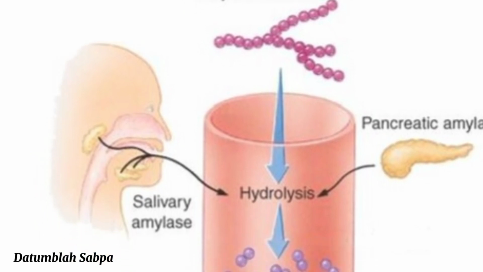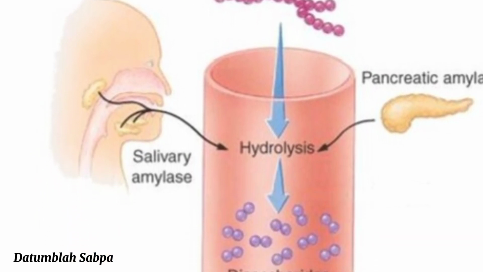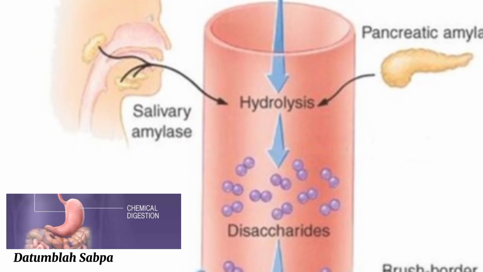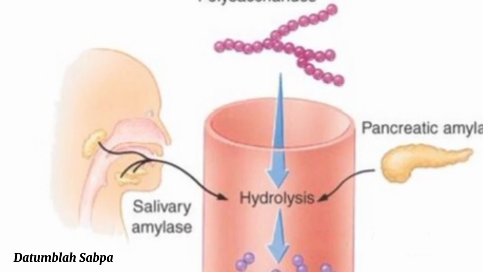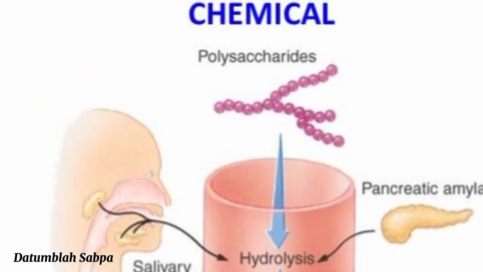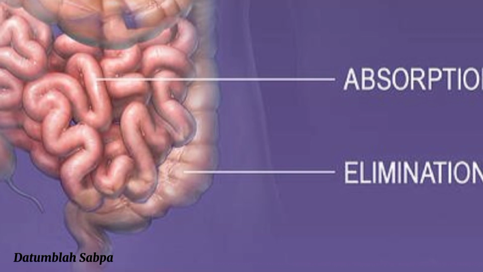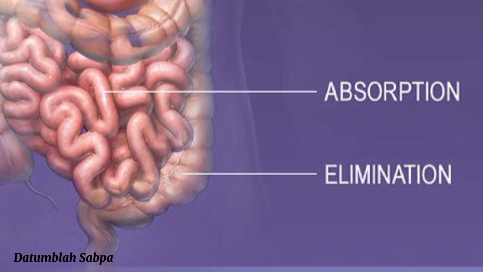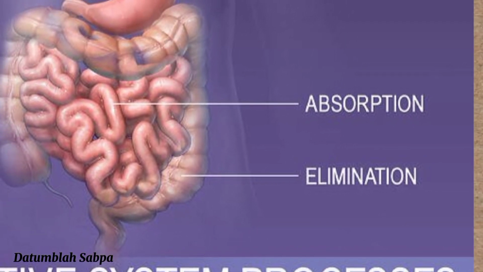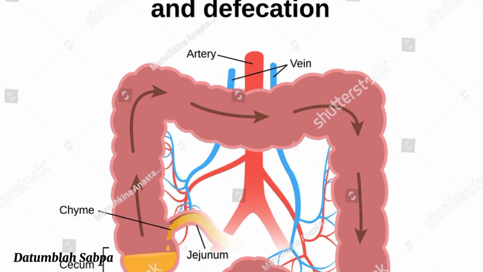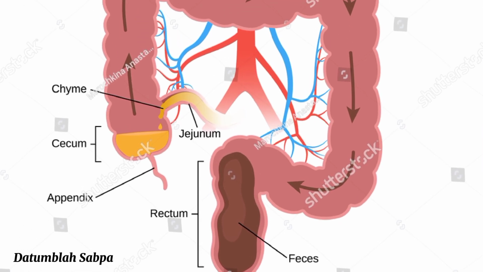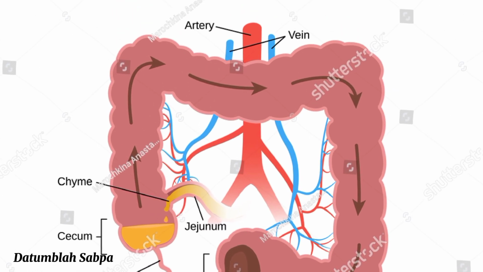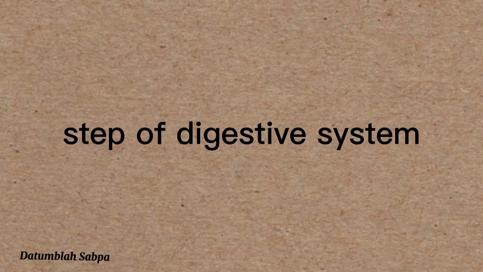Next is chemical digestion. Chemical digestion, starting in the mouth, uses digestive secretions to break down complex food molecules into their chemical building blocks. For example, proteins into separate amino acids. Next is absorption, which takes place primarily within the small intestine. The final step in digestion is defecation. In defecation, digested materials are removed from the body as feces.